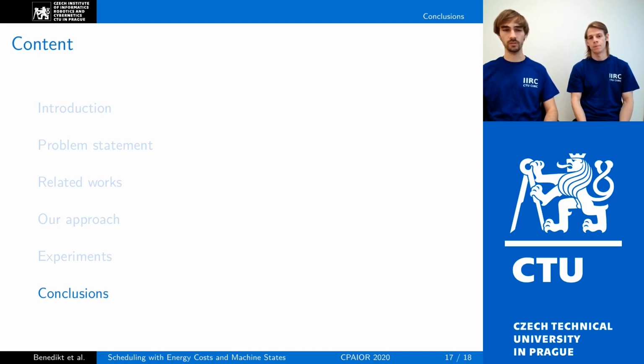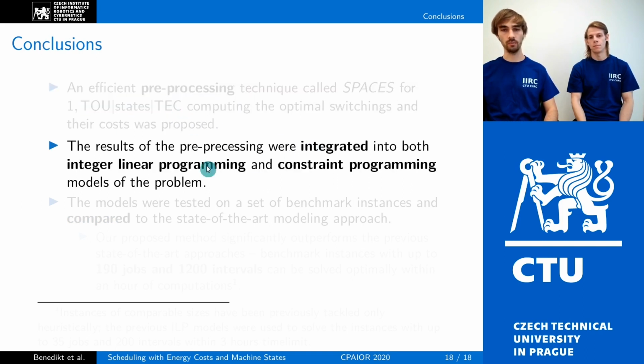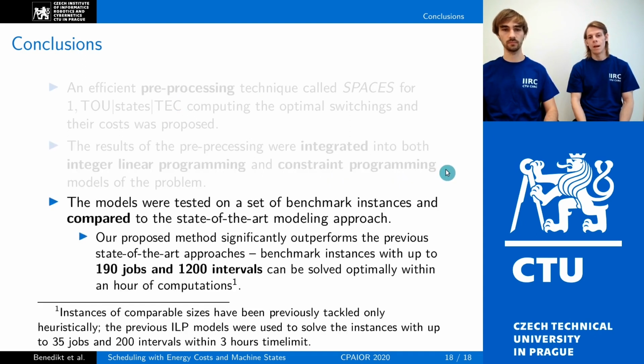Finally, let's conclude our presentation. The main contribution of our work is an efficient pre-processing technique for an established problem called one-machine scheduling with transitions and its integration to ILP and CP models, which were shown to be more efficient compared to the existing modeling techniques. Our model can solve all the benchmark instances with up to 190 jobs and 1,200 intervals within an hour of computations, whereas the reference ILP model from the literature solved only 23% of the instances. This size corresponds to a 1-day scheduling with 1-minute granularity, or 1-week scheduling with 5-minute granularity, which is practically relevant.